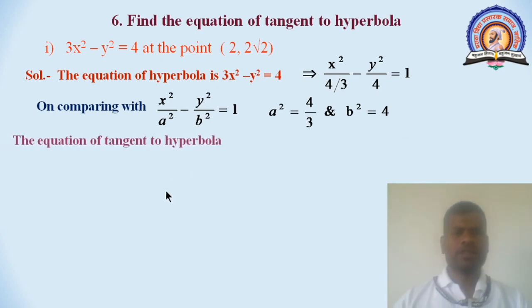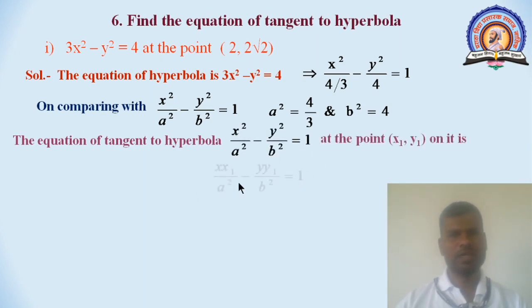Now, the equation of the tangent to the hyperbola x²/a² − y²/b² = 1 at P(x1, y1) is given by xx1/a² − yy1/b² = 1. We are given the point (2, 2√2). So x1 = 2, y1 = 2√2, a² = 4/3, b² = 4.